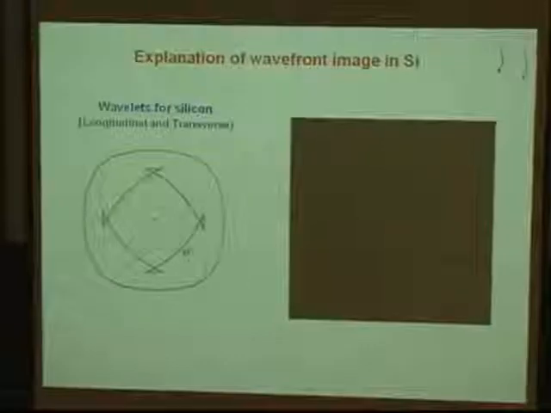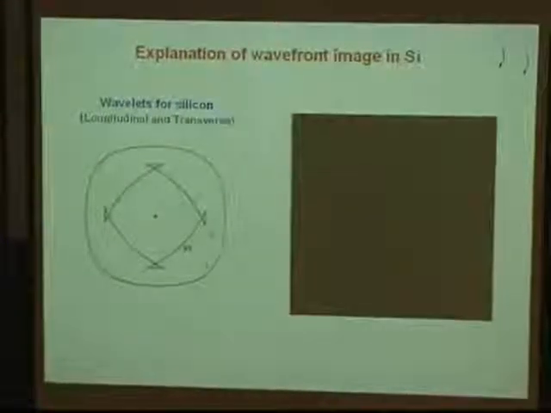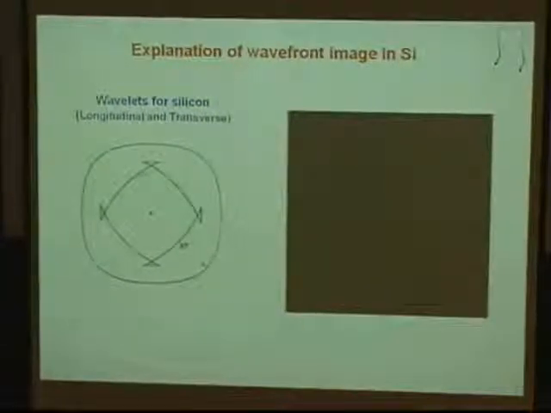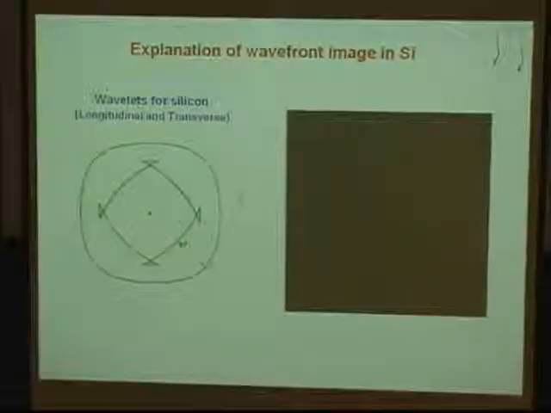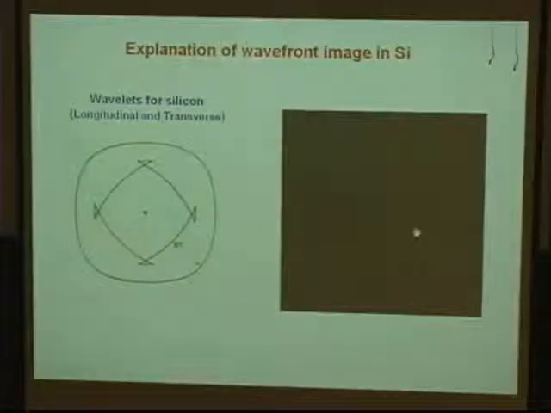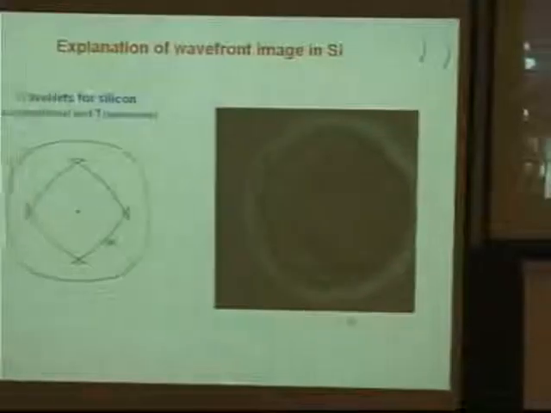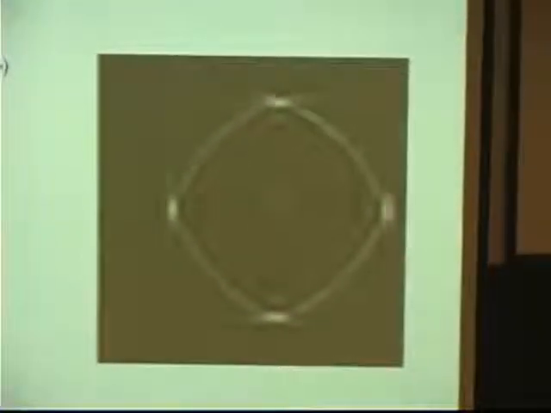And okay, so how do we explain the wavefront image in silicon? Well, it turns out the wavelets in silicon look like this, and I'm not going to explain to you why it has this feature right here, but that takes a little more time. Here's the transverse wave, and here's the longitudinal wave. And so we can see now, this is the movie you've already seen, there's the longitudinal wave, and there is the transverse wave.